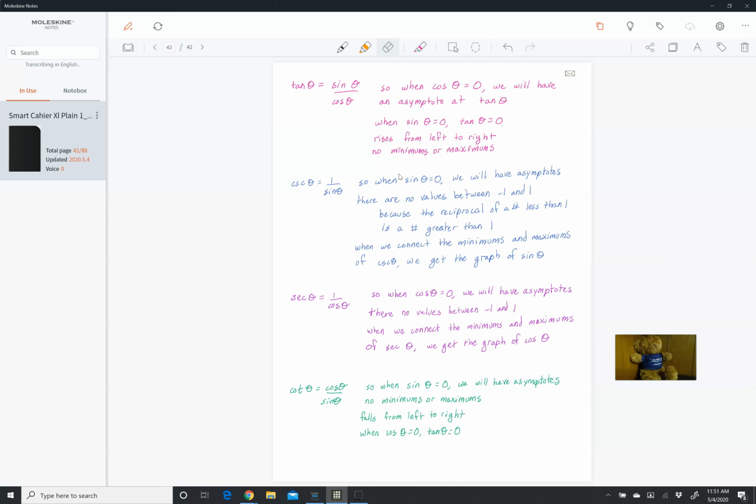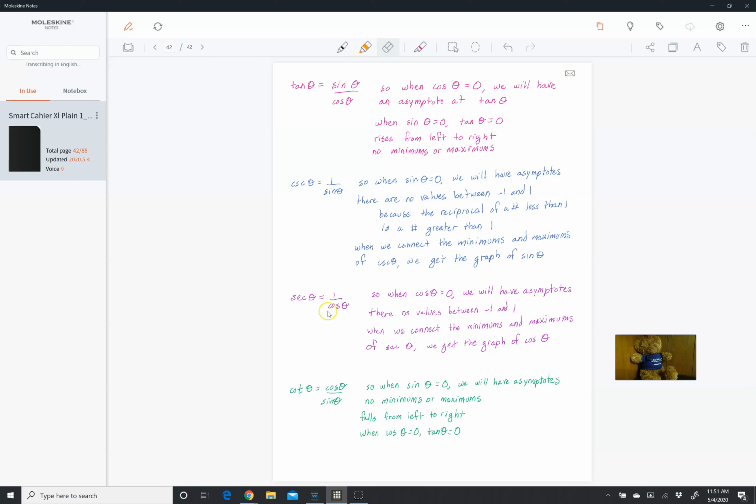Now you can also look at, how do we distinguish between cosecant and secant? Well, cosecant, when you connect the minimums and maximums, you get sine of theta. Secant, when you connect the minimums and the maximums, you get cosine of theta. What's something else that we could see? Well, we have asymptotes when cosine of theta equals 0.